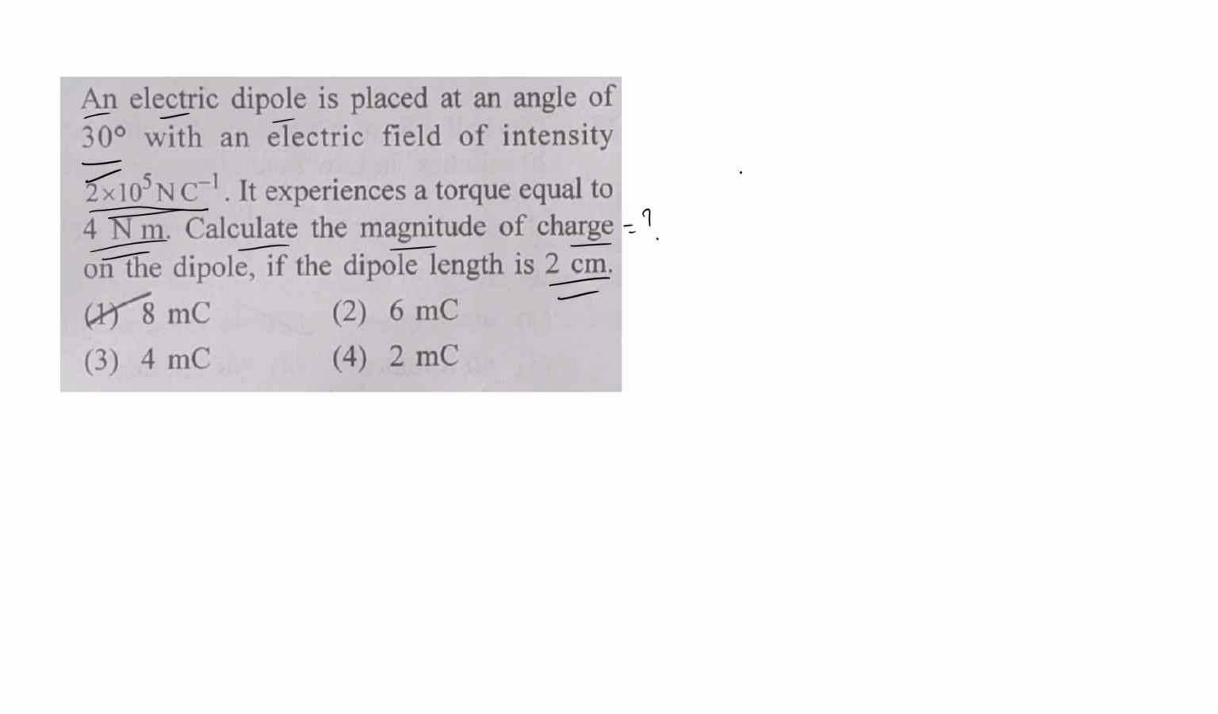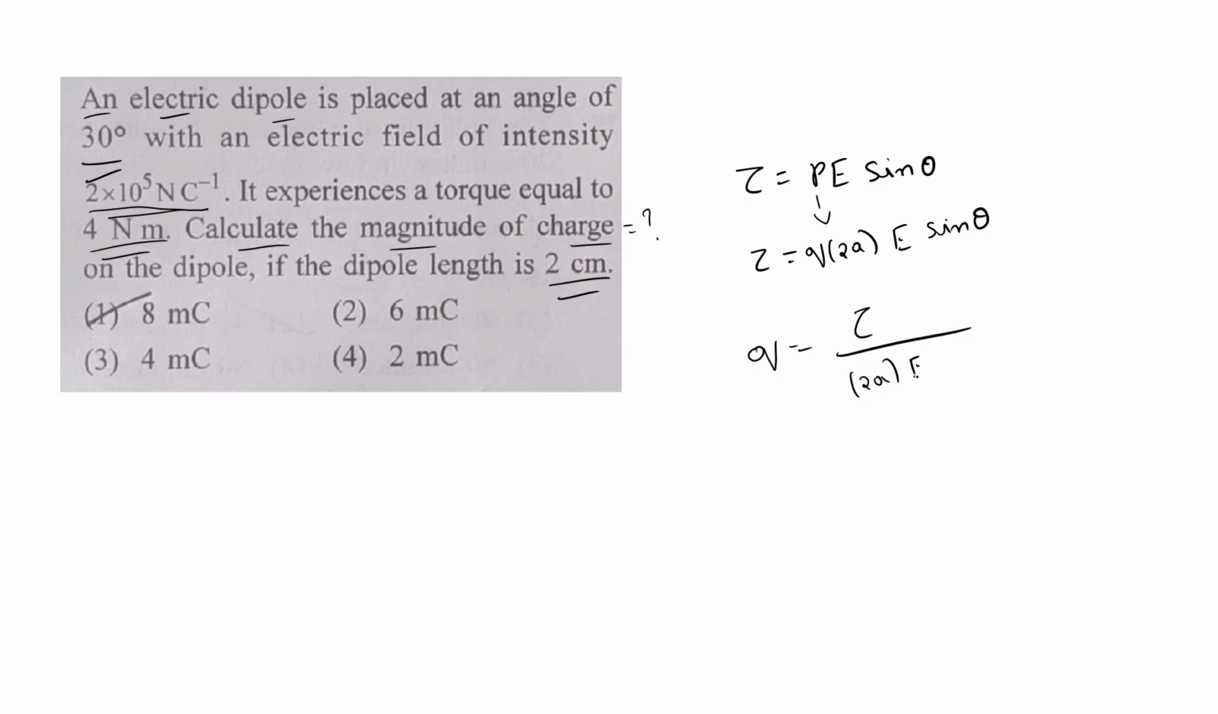Okay, we know the formula. Torque is PE sine theta, right? And P is charge into dipole length, so torque is q × 2a × E sine theta. So q will be torque by 2a E sine theta. So 2a is given as 2 centimeter.